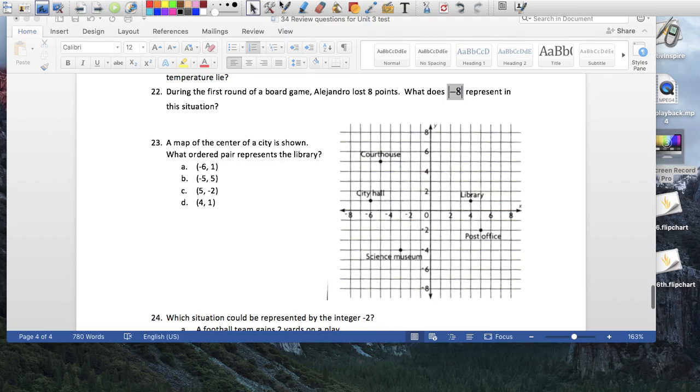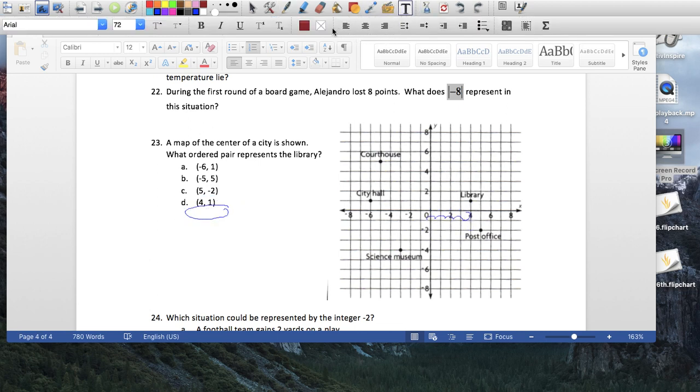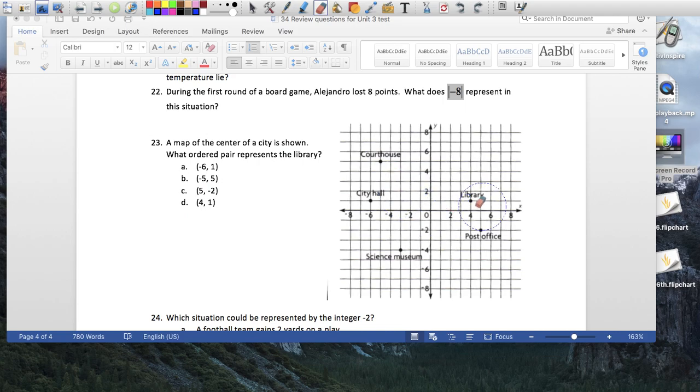23 is a map of the center of the city. Which other pair represents the library? Well, this is going by ones. Let's check. 1, 2, 3, 4. It is. So 4 to the right and up 1. 4, 1. And the library is 4, 1. That's that for 23. Right.